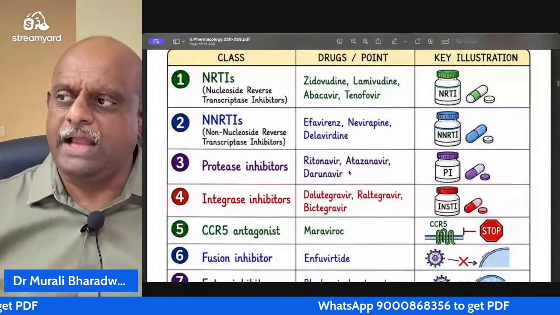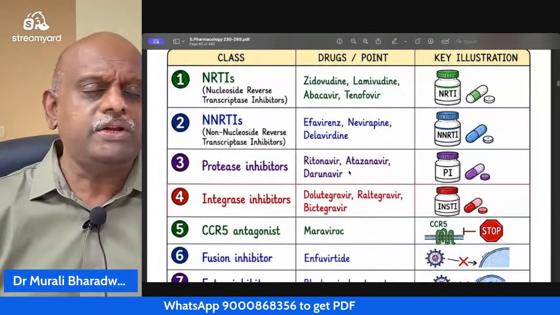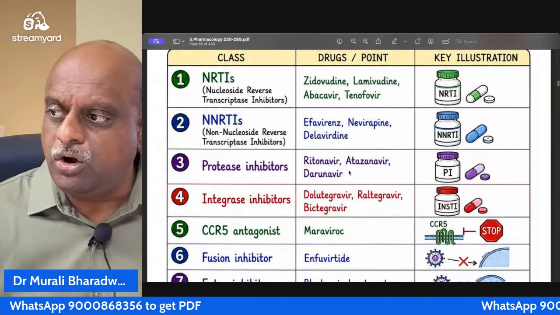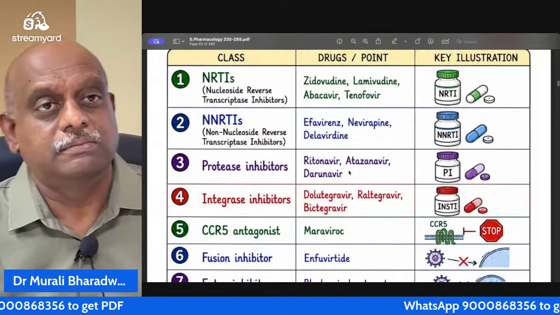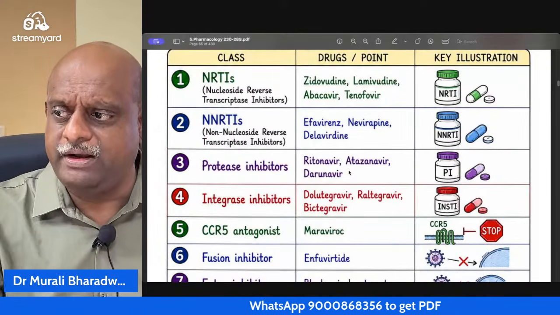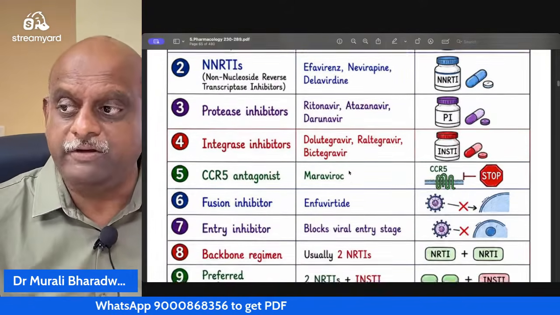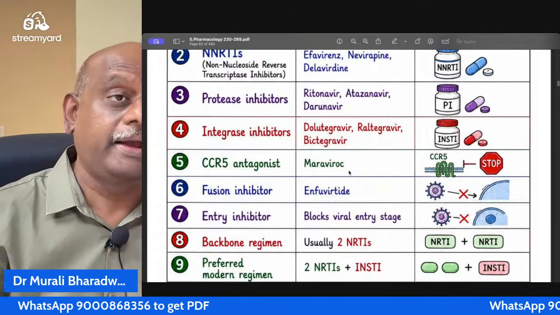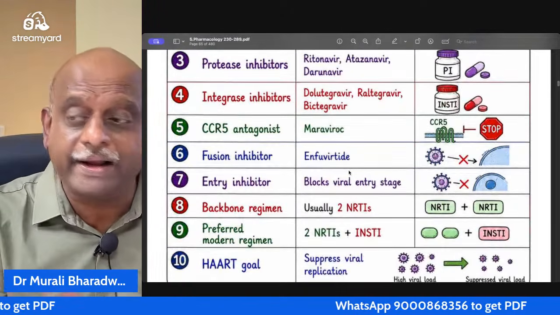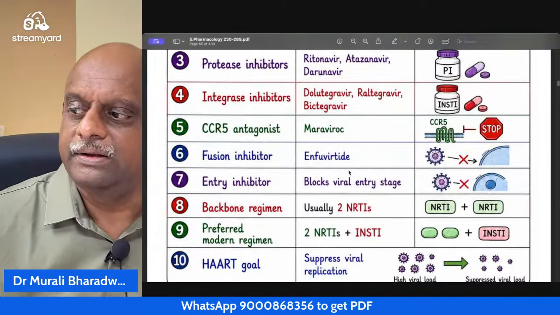NRTIs: zidovudine, lamivudine, abacavir, tenofovir. NNRTIs: efavirenz, nevirapine, delavirdine. Protease inhibitors: ritonavir, atazanavir, darunavir. Integrase inhibitors: dolutegravir, raltegravir, bictegravir. Maraviroc, it is the CCR5 co-receptor antagonist. Enfuvirtide, fusion inhibitor. So this is the important thing.